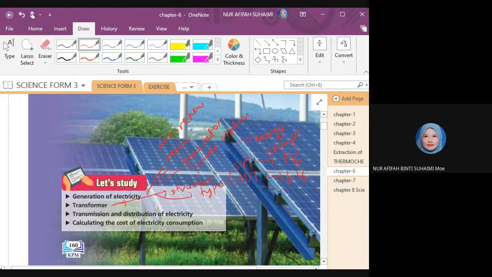Input, we connected to the AC, alternating current. We use alternating current connected to primary coil. So you need to know the structure and also the symbol. Which one is connected to AC? Which one connected to output? Right. Okay.